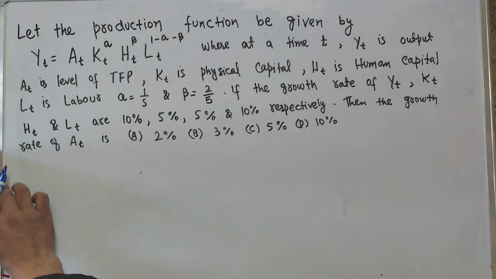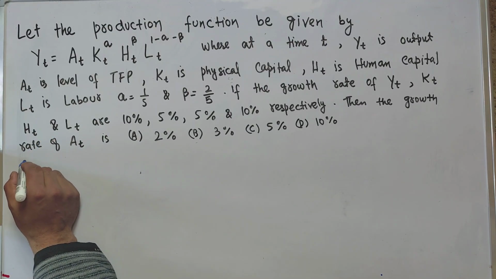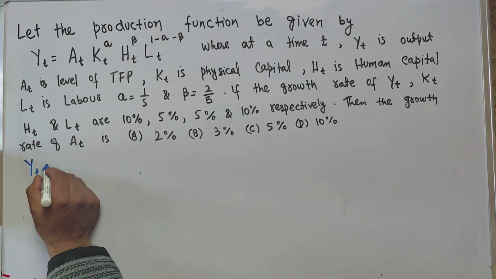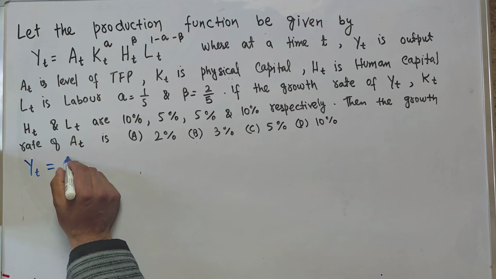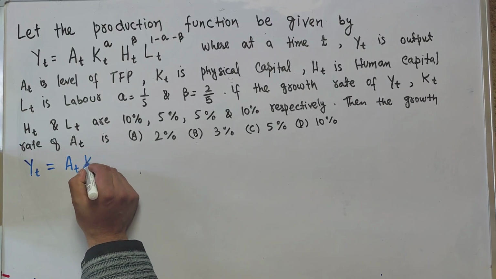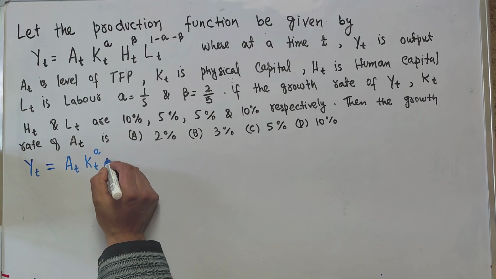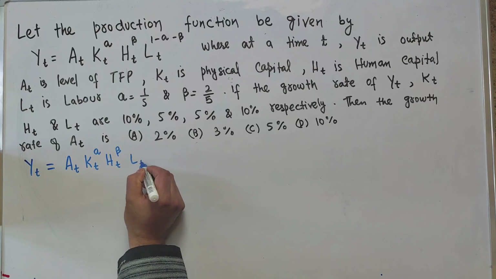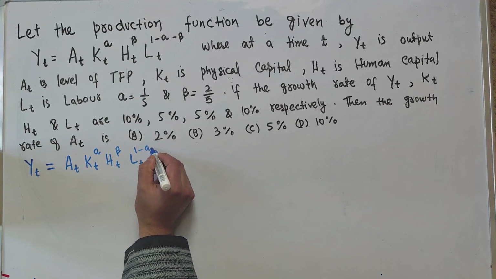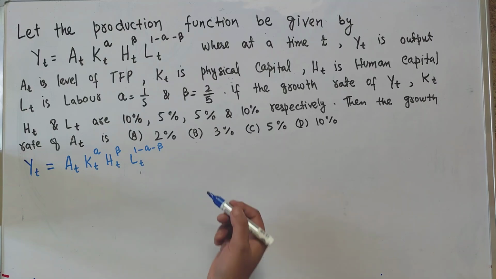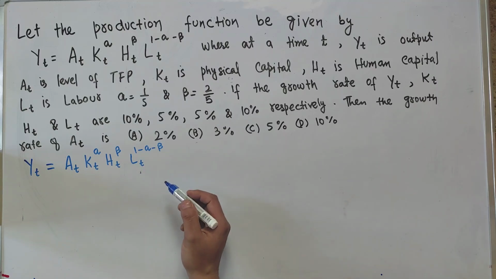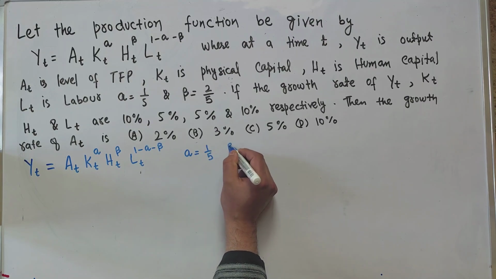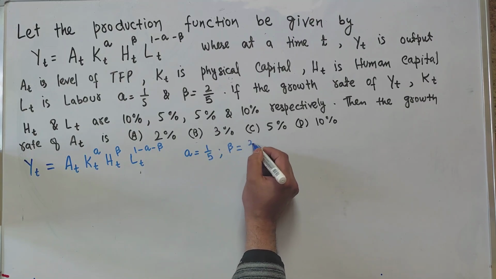Okay, so let's write the equation that is being given to us here. We are given Y_t, the output at time period t, is equal to A_t times K_t raised to the power alpha times H_t raised to the power beta times L_t raised to the power 1 minus alpha minus beta. Also, the value of alpha is 1/5 and the value of beta is 2/5.